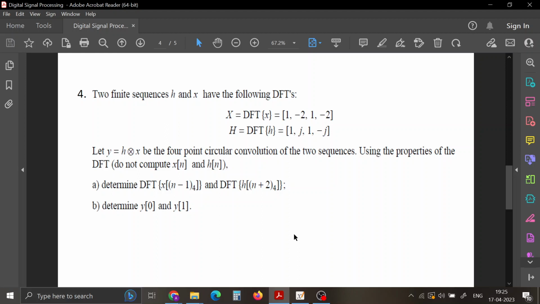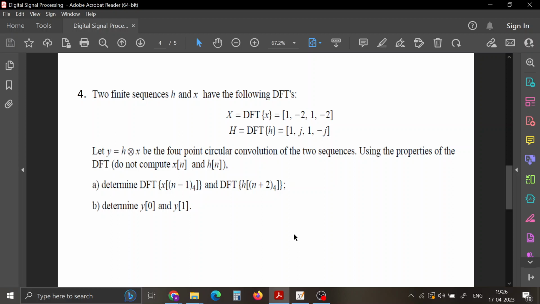And again we have to use the properties of the DFT. We need not compute the time domain sequences x of n and h of n explicitly. We don't need to use any IDFT. Just merely by using the properties of DFT, we need to solve part A and part B. In part A, we have to determine DFT of x of n minus 1 mod 4.